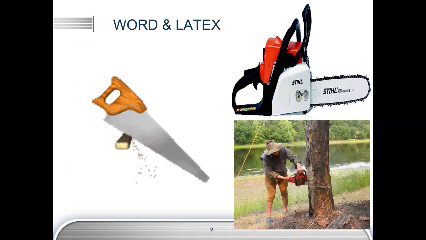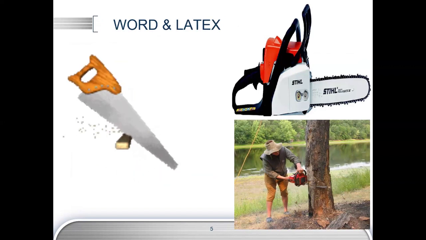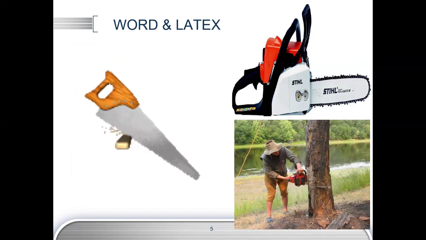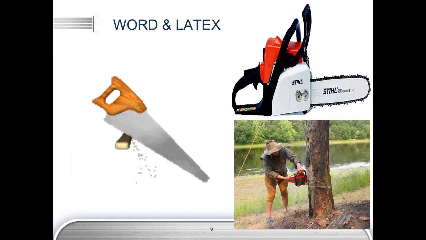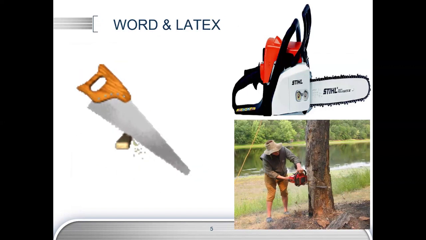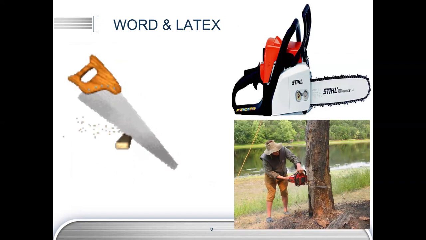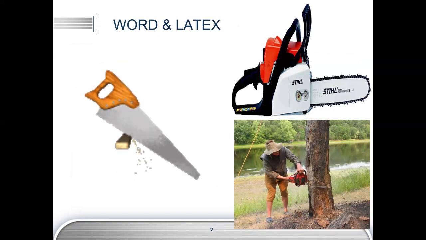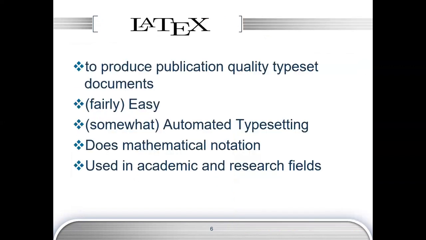For a smaller piece of wood, if you are writing a leave letter, a saw is enough. So normal Word is enough. If you are cutting a larger tree, if you are preparing a 70,000 page book, your thesis, a report, or an excellent journal paper, in that situation you can go for an excellent tool, LaTeX. LaTeX produces a publication-quality typeset document. It's somewhat easy. It provides an automated typesetting process. It does mathematical notation well. It's useful for academicians and researchers for excellent typeset documents.